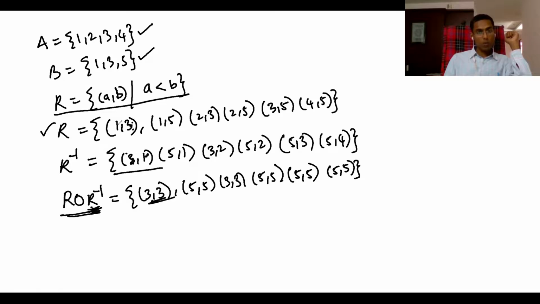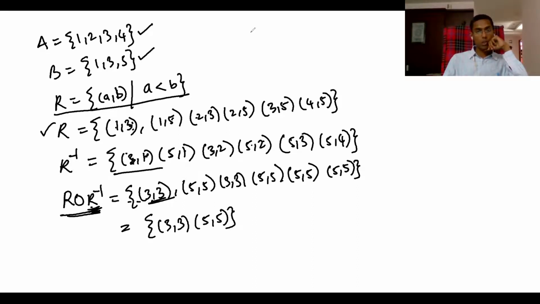3 image is 1, 1 image is 3. So 3 image is 3. Similarly, 5 image is 1, 1 image is 5. So 5 to 5. 3 to 2, 3, 3, 3. 5 to 5, this also 5, 5. So finally what you got is (3, 3) and (5, 5). Only 2 elements are there. So R circle R inverse has only 2 elements.